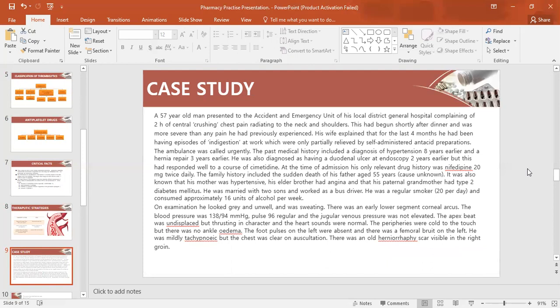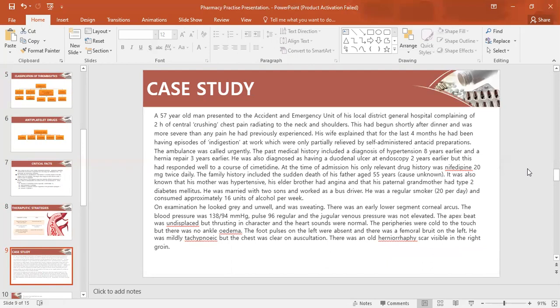On examination, he looked grey and unwell and was sweating. There was an early lower segment corneal arcus. The blood pressure was 138 over 94 millimeters of mercury. Pulse was 96 and regular, and the jugular venous pressure was not elevated. The apex beat was undisplaced, but thrusting in character, and the heart sounds were normal.